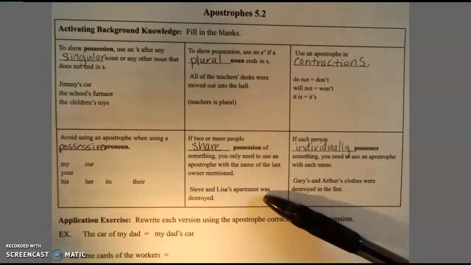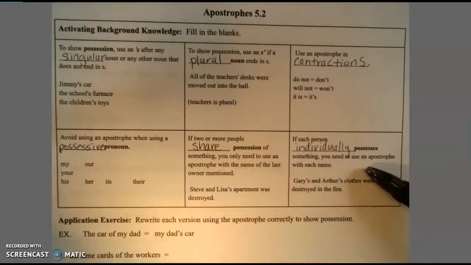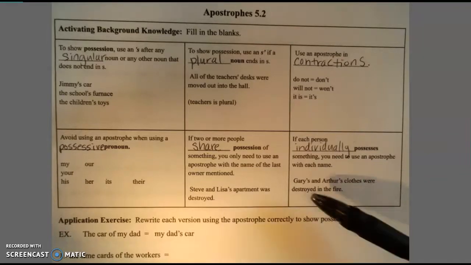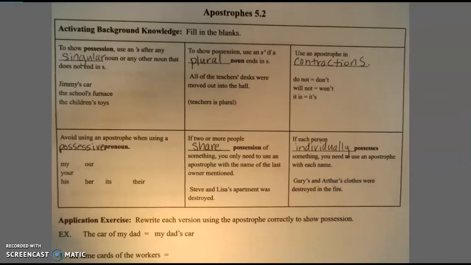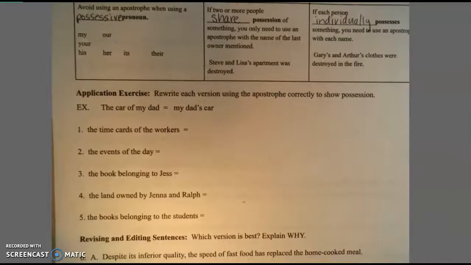Here are some peculiar rules about apostrophe usage. One is if 2 or more people share possession of something, you use an apostrophe S with the last person's name, like Steve and Lisa's apartment. If each person individually possesses something, then you need an apostrophe with each person's name. Okay? So we're going to move on to our practice exercises.